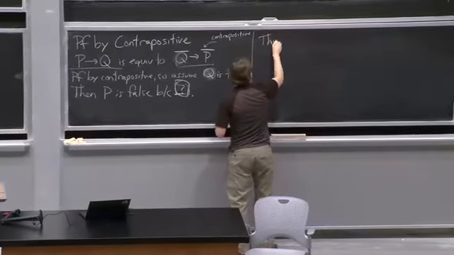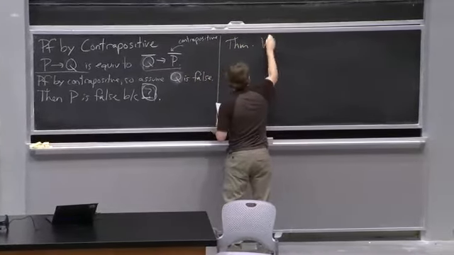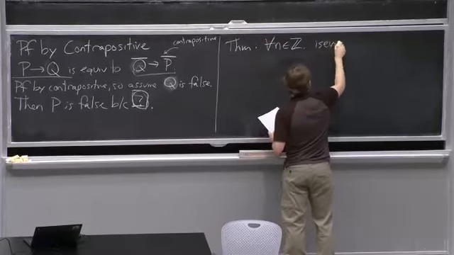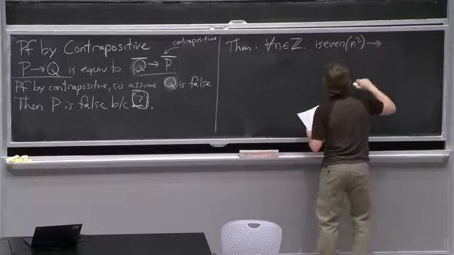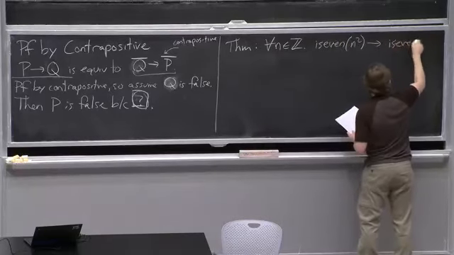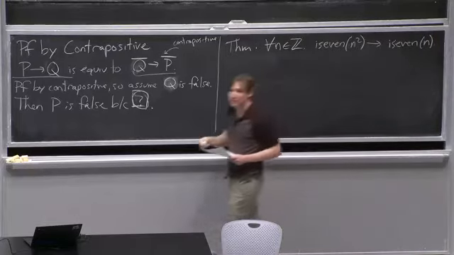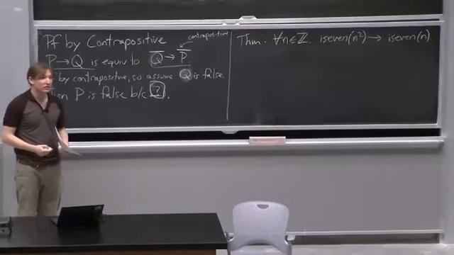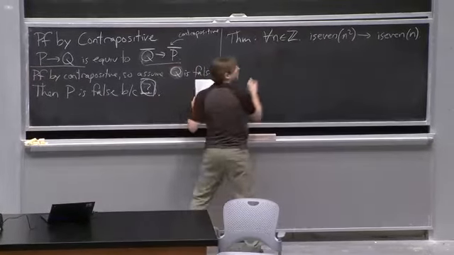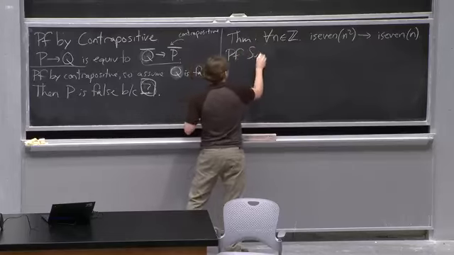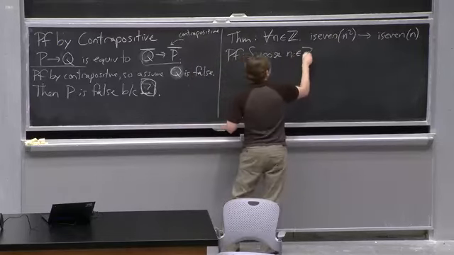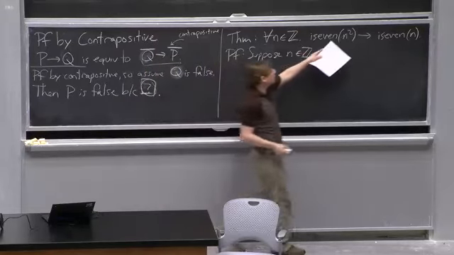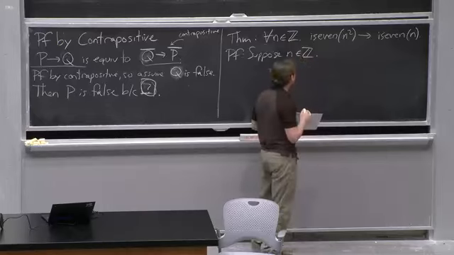Theorem. For all integers n, if n squared is even, then n is even. For all natural numbers n, if n squared is even, then n is even. Now automatically, oh, we're proving a for all. I know how to write that proof. Proof. Suppose n is an integer. Now we have an n to work with, right? We need to prove this implication.